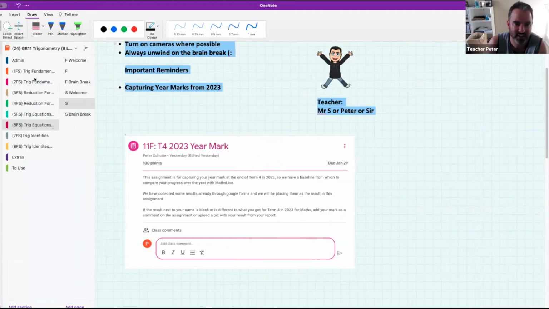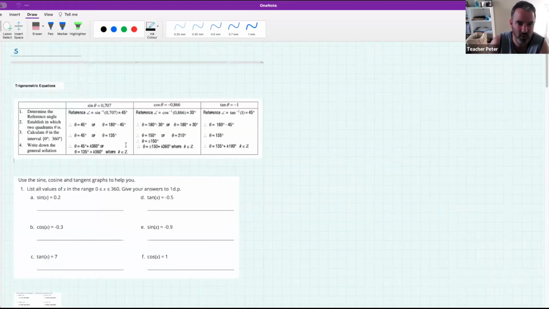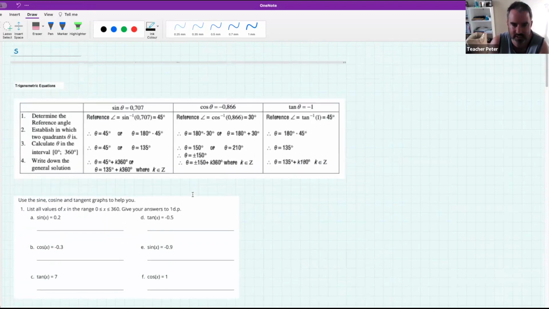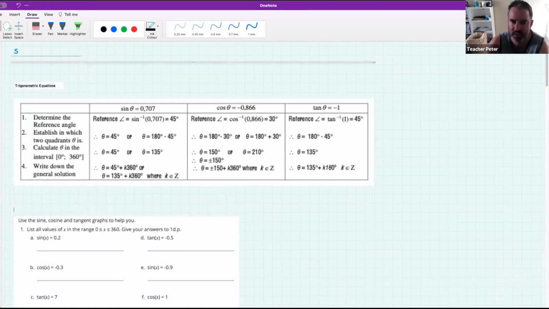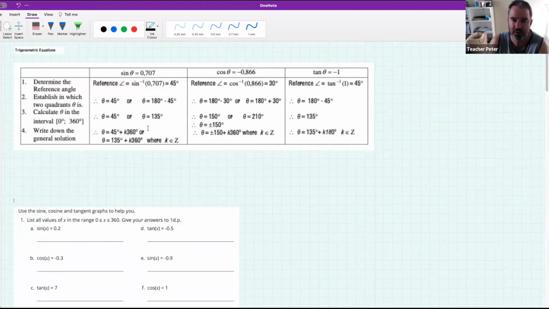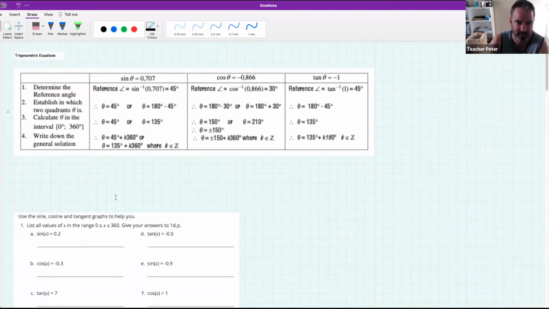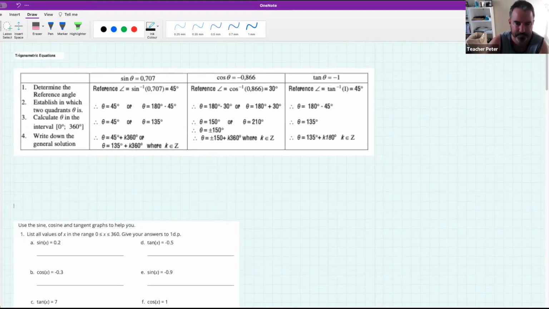Okay, let's get going with some trig equations. So in the last lesson, I think this table gives a good summary of what we learned to do. So let's just have a quick look at this table.